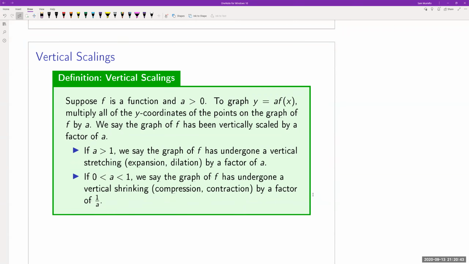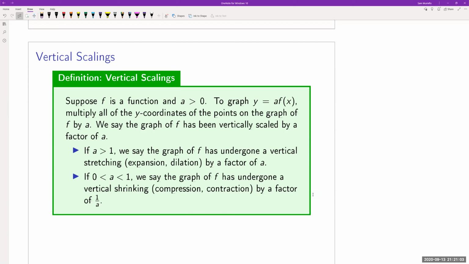If the number is equal to 1, we've done nothing. If the number is equal to 0, we've made the whole thing disappear, so that doesn't really count. And if the number is a negative number, then all I've simply done is combined a reflection with a scaling. So you'll treat it as two separate and distinct transformations.